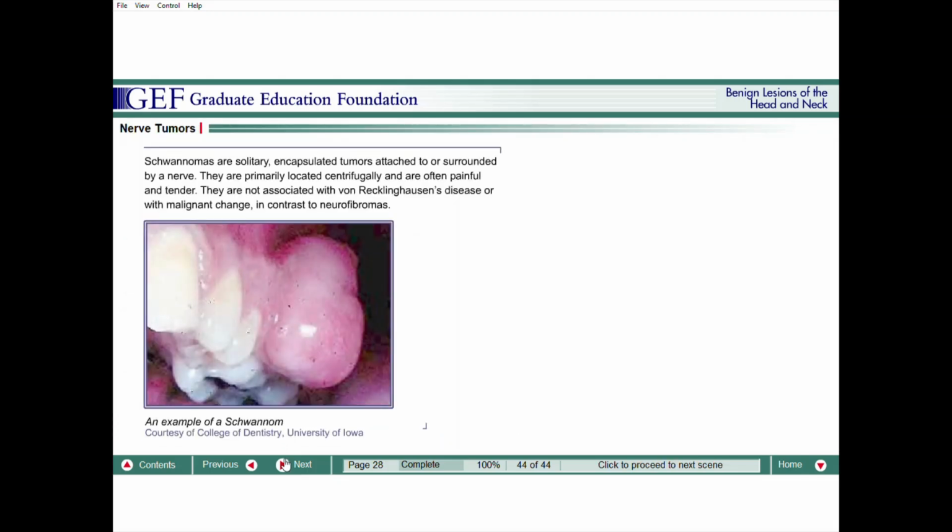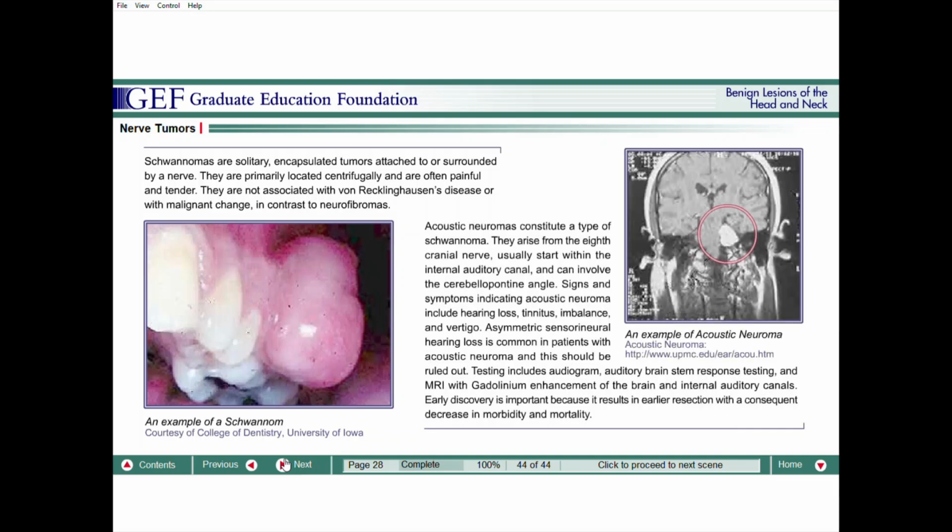Schwannomas are solitary encapsulated tumors attached to or surrounded by a nerve. They are primarily located centrifugally and are often painful and tender. They are not associated with von Recklinghausen's disease or with malignant change, in contrast to neurofibromas. Acoustic neuromas constitute a type of schwannoma.